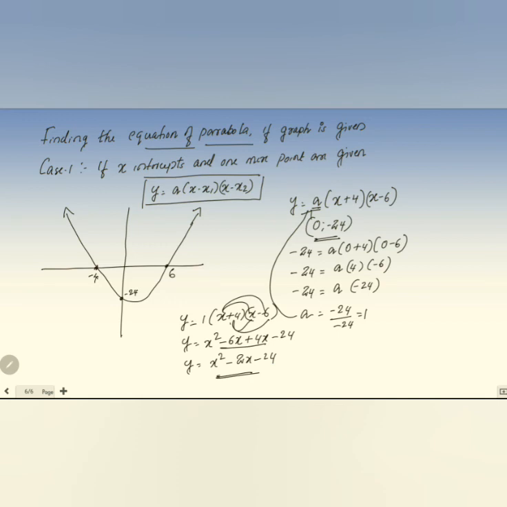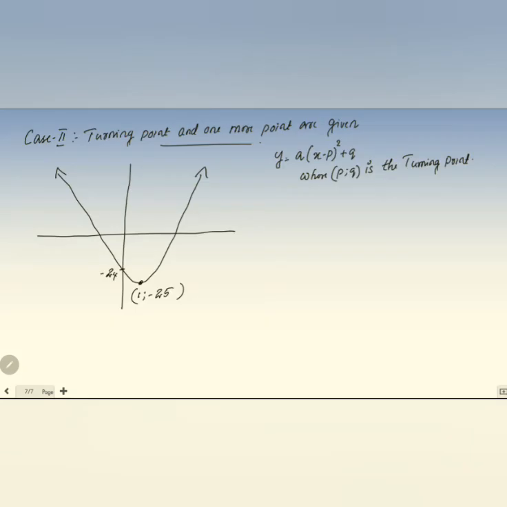So here, what is given? X-intercepts and one more point, isn't it? This is how we are finding the equation of a parabola. It is very important. You must understand this. Now one more case is also there that we are going to do now. This is the next case, turning point and one more point. Here also the other point I am using is the y-intercept. We are using this formula: y is equal to a times (x - p) all square plus q, where (p, q) is the turning point.